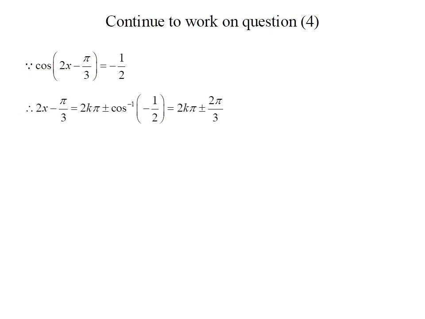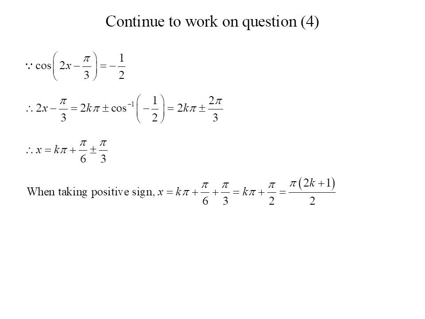Here we continue to work on question 4. Since cosine (2x minus pi over 3) equals -1 over 2, we have 2x minus pi over 3 equals 2k pi plus or minus arc cosine of -1 over 2. As we know, arc cosine of -1 over 2 equals 2 pi over 3. So 2x minus pi over 3 equals 2k pi plus or minus 2 pi over 3. Hence, x equals k pi plus pi over 6 plus or minus pi over 3.